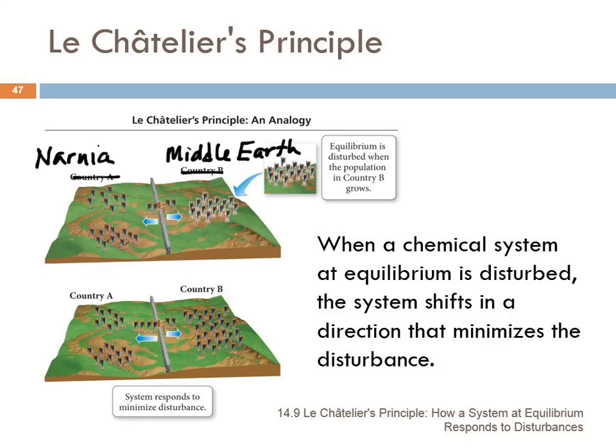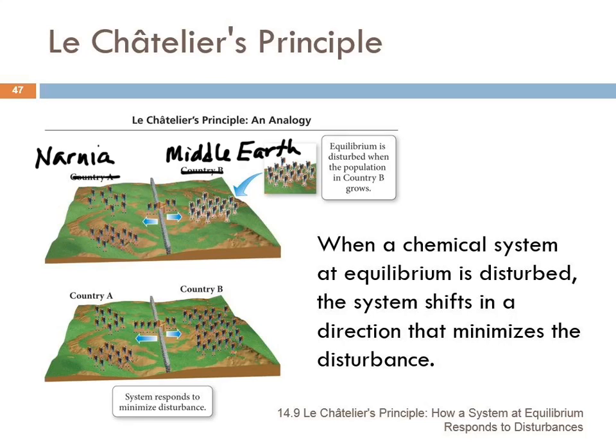So here we are again, Narnia and Middle-earth. We use this as an analogy to describe dynamic equilibrium and how even though you end up with constant concentrations on each side of the border, you do have migration back and forth. People are still immigrating from one to the other.